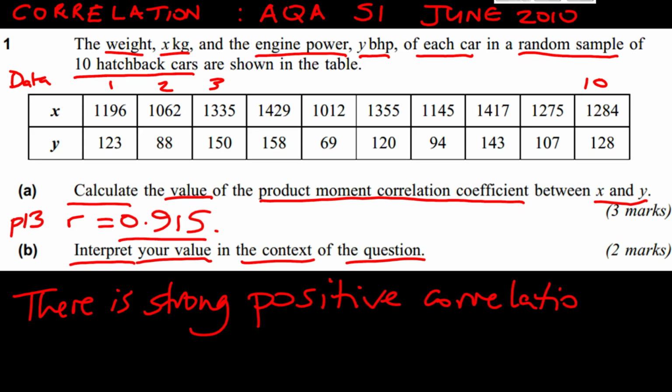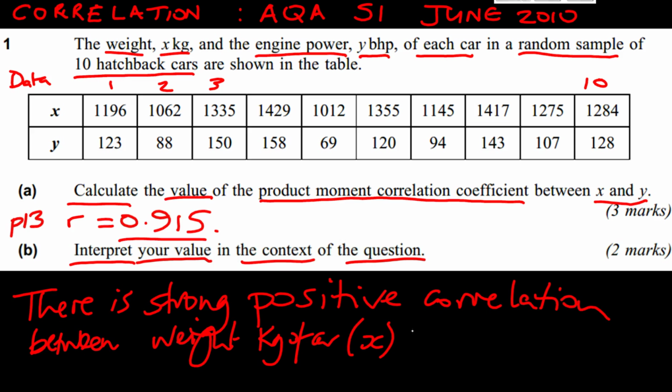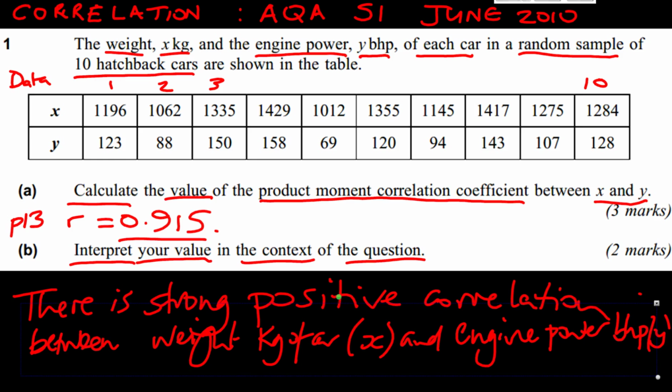And then we've got to say between what. Our X value is the weight in kilograms of the car, and the engine power in brake horsepower, bhp, is our Y value. So there is a strong positive correlation between the weight in kilograms and the engine power in brake horsepower. That's pretty straightforward.